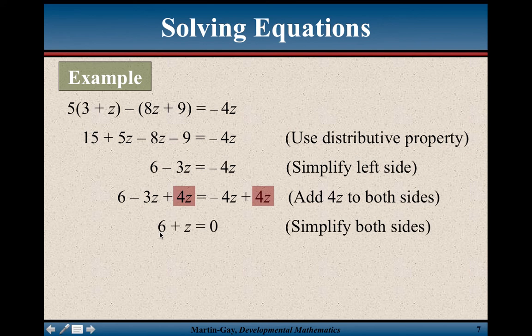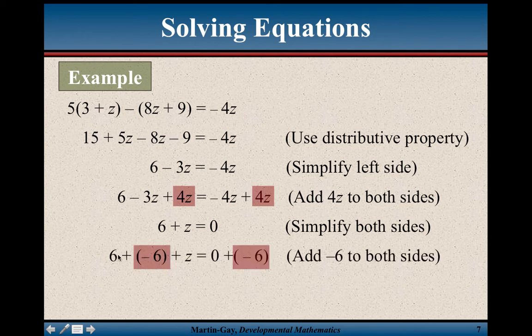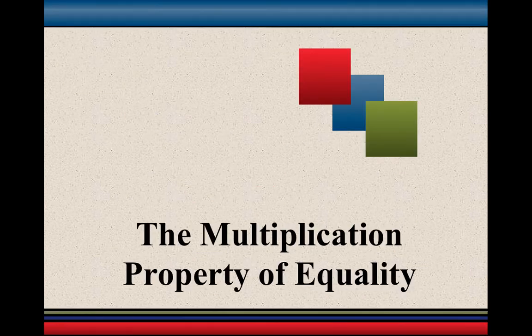Then, since there is a 6 there, I will take the opposite sign of 6, and that is negative 6. So, ayan. And then, we cancel that. And then, 0 plus negative 6 is negative 6. Therefore, z is equal to negative 6. Can you follow? Okay. Now, let's proceed to another property of equality, which is the multiplication property of equality.